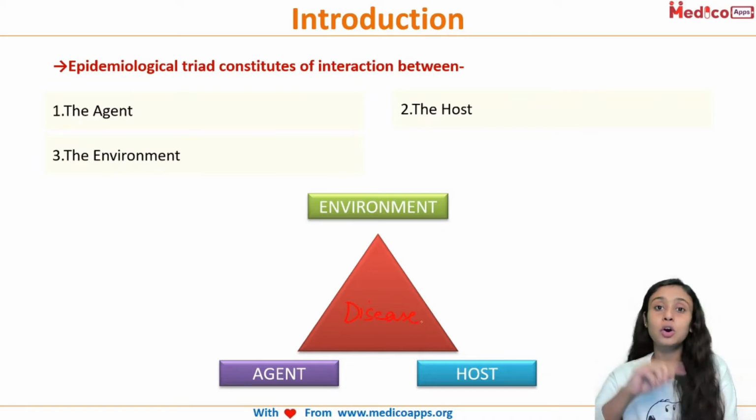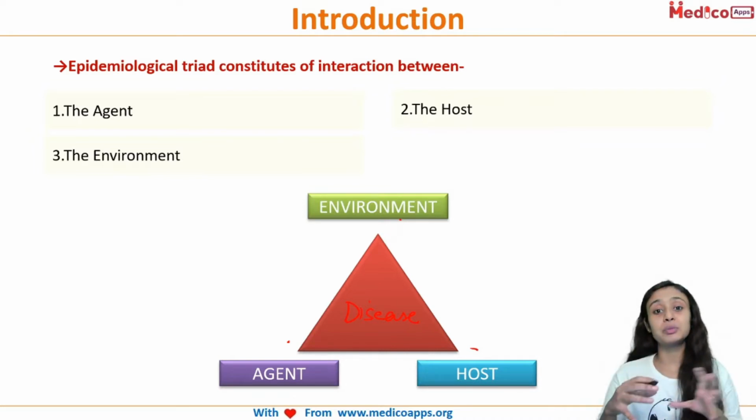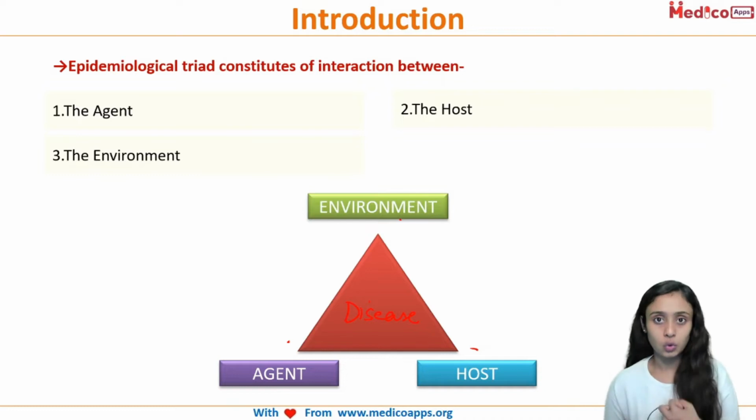occurs because of a relationship between your environment, your host, and agent. So all these three together are responsible for your health. Any issue in any of these would tend to cause your disease. So that was the epidemiological triad. Triad means three factors. So the epidemiological triad involves your environment, the host, and the agent which causes your disease.